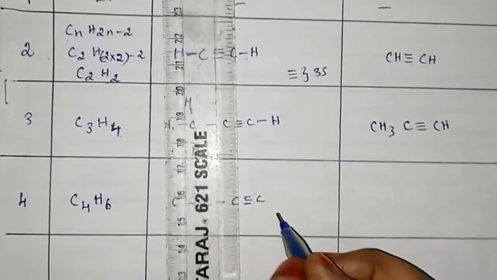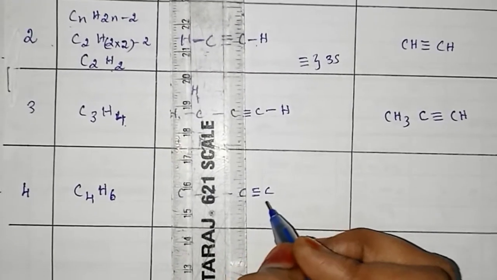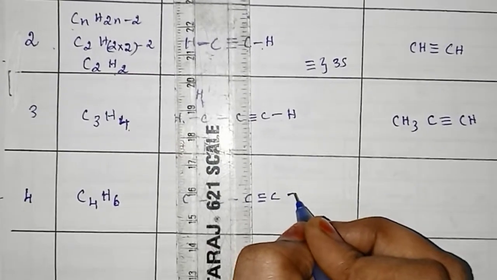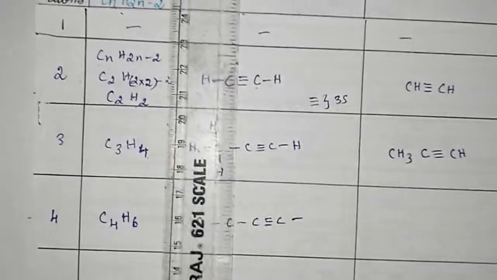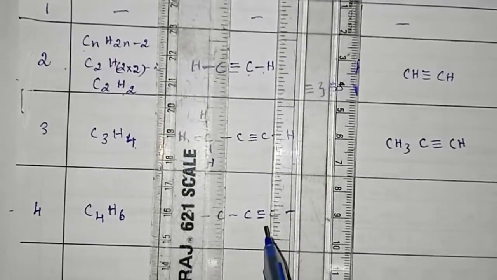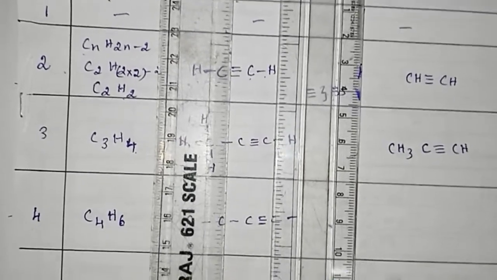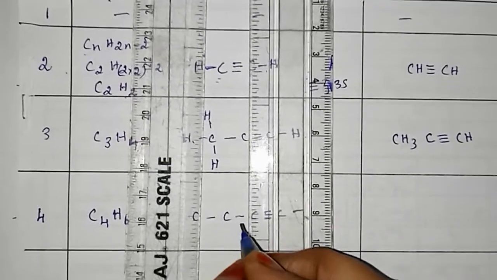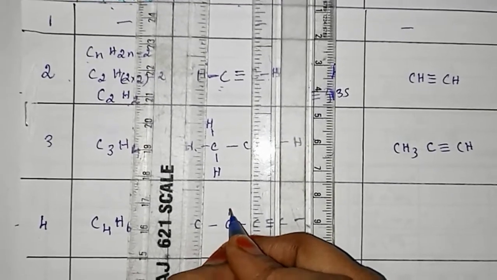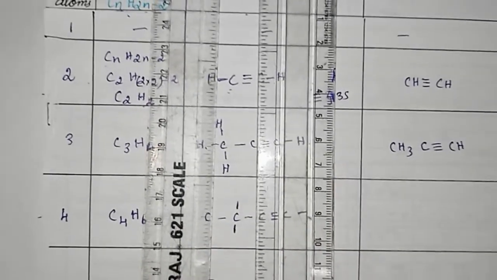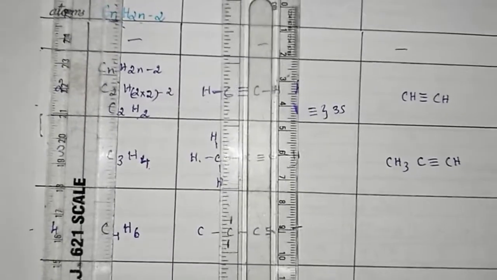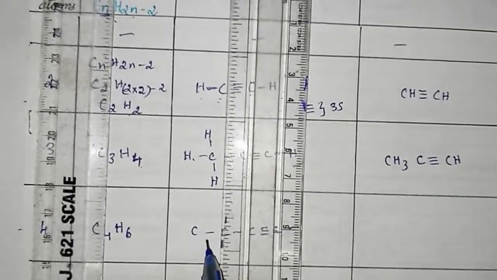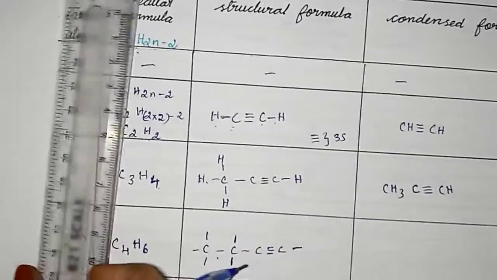Next, the framework. In that, the last carbon already contains 3 bonds, so it needs one more bond for satisfying the tetravalency. And the next carbon, how many bonds does it contain? 1, 2, 3, 4. So the valence is satisfied. And the next carbon contains 2 bonds. For satisfying tetravalency, we need to add 2 more covalent bonds. And the last carbon atom contains only 1 covalent bond, so for satisfying tetravalency, it needs 3 more bonds. Okay, now the framework is completed.